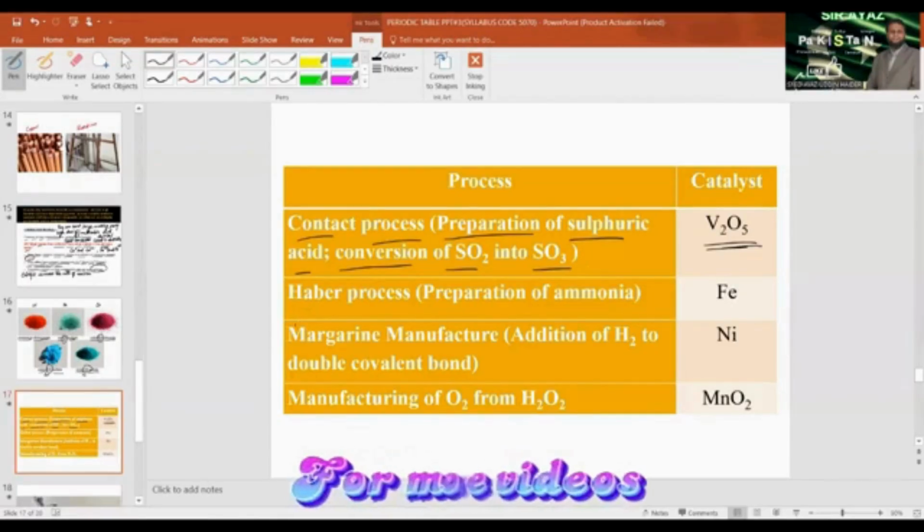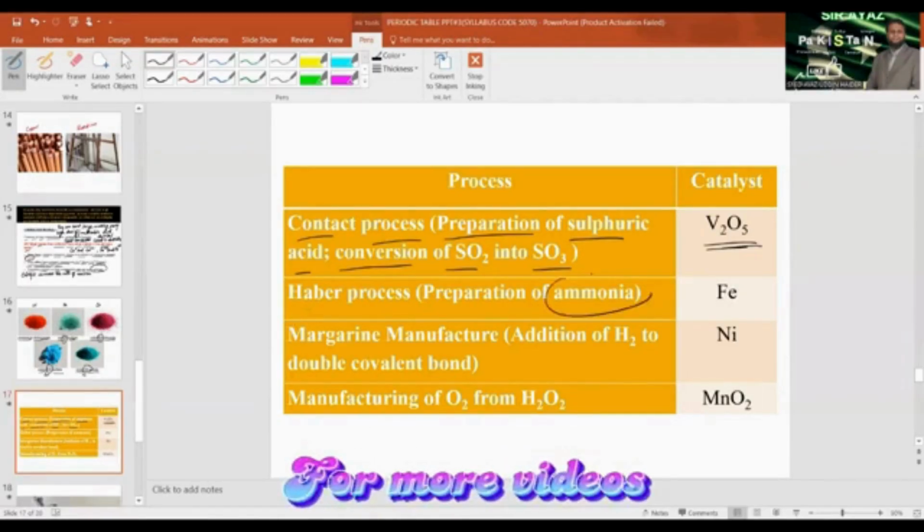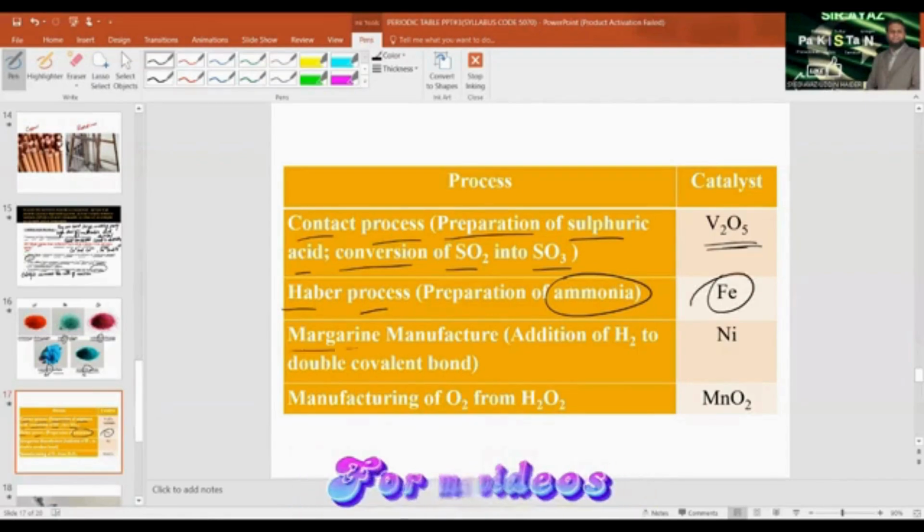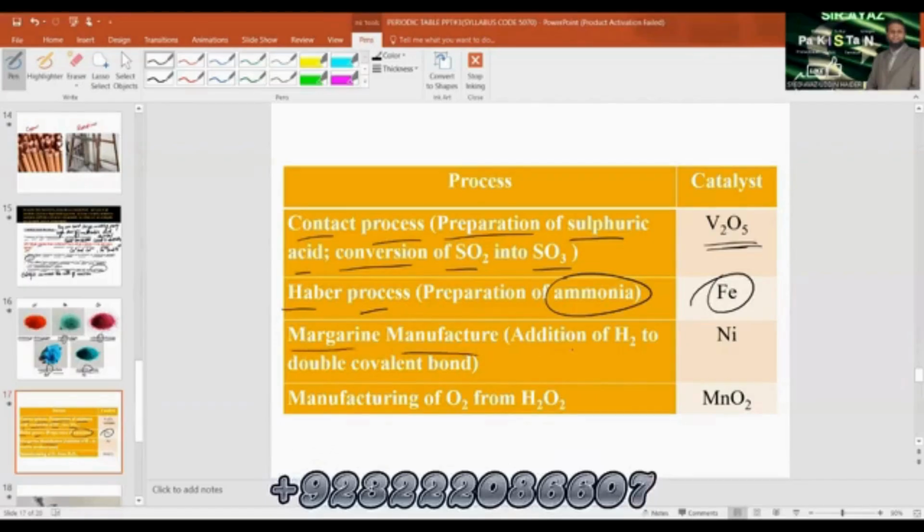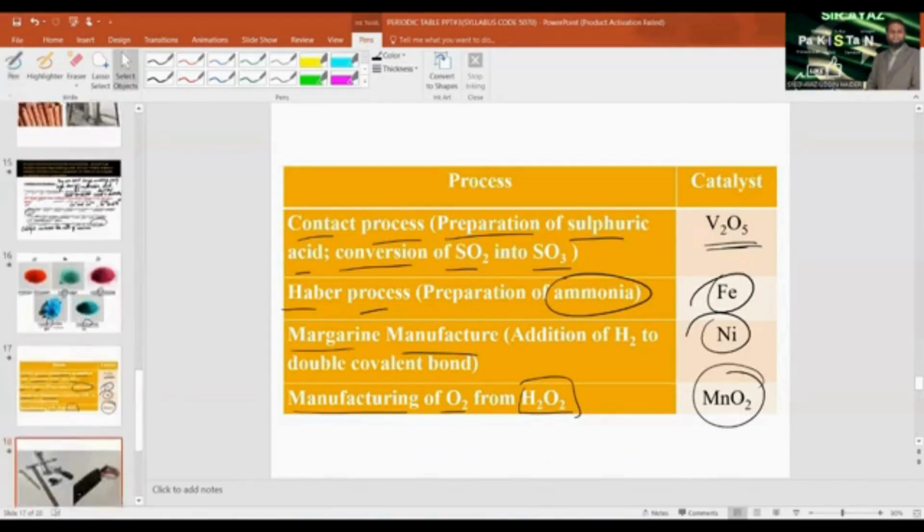There's another process to make ammonia. It's known as the Haber process. And in the Haber process, iron is used as a catalyst. In the manufacturing of margarine, we use nickel. And when you are interested in manufacturing O2 from H2O2, hydrogen peroxide, we use manganese dioxide, MnO2 is the formula.